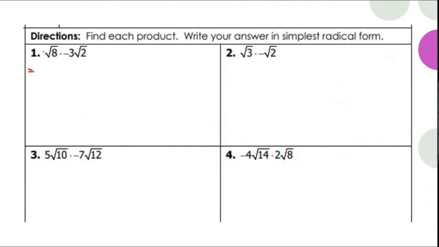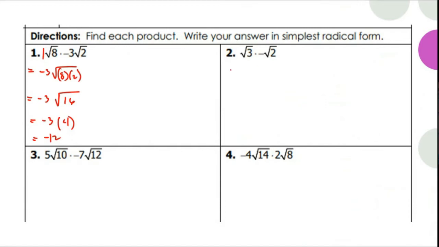So therefore, 1 times negative 3 is equal to negative 3 square root of 8 times 2. So the answer now will be negative 3 square root of 16. The answer is negative 3 times square root of 16 is 4. So negative 3 times 4 is equal to negative 12.